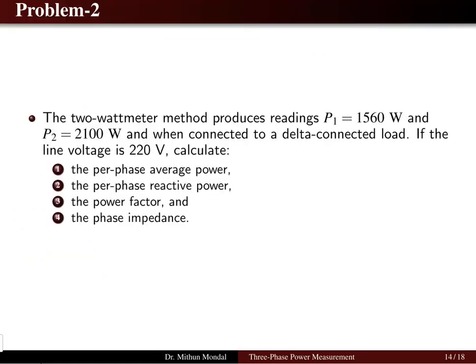Next problem. Now we have to use the 2-wattmeter method, where the readings of the wattmeters are given. P1 is 1560 watt and P2 is 2100 watt. These are the power measurements, the real power, by the 2 wattmeters. Now the load is connected in the form of delta, and the line voltage is given as 220 volt. We have to obtain 4 quantities. What is the per phase average power? Average power means real power. What is the per phase reactive power? The power factor and the phase impedance connected in individual phases.